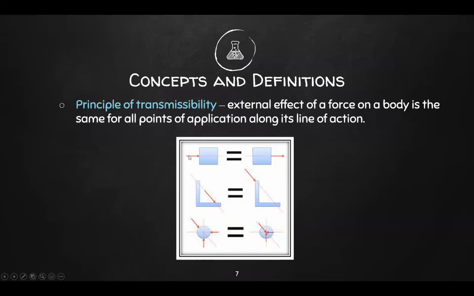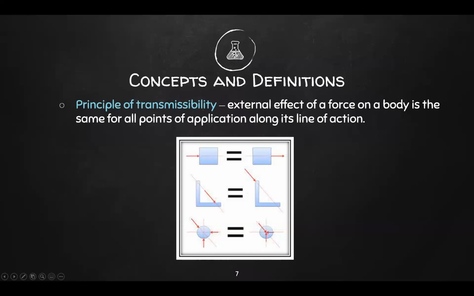For example, here, if this is your point of application, deformation will happen here at the left side of your block. It's going to be compressed. If the force is applied here, it's a pulling force. Therefore, instead of a compression, this side will experience an extension. So as you can see, the deformation is different. So once again, principle of transmissibility is only applied to the external effects.